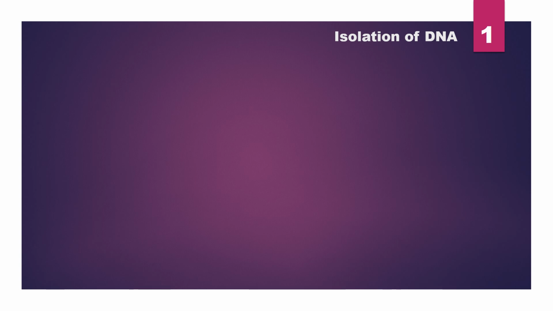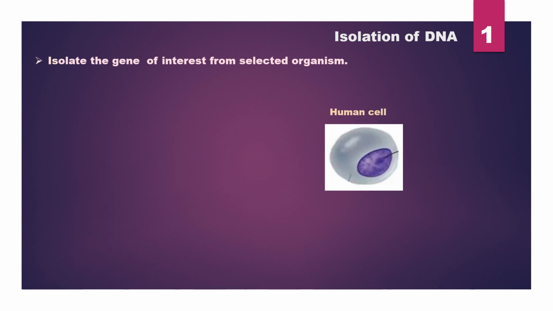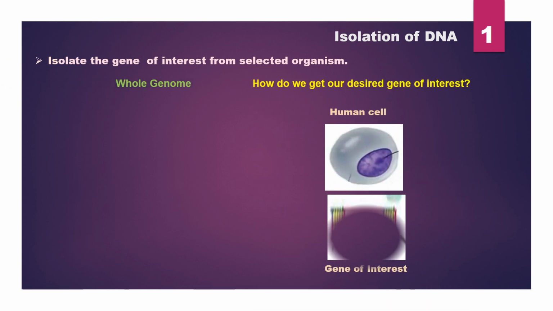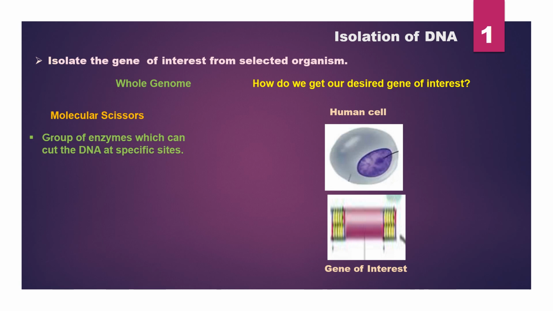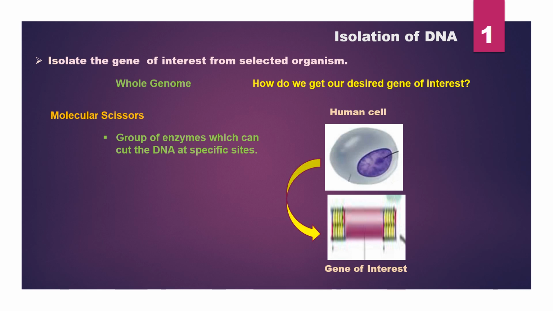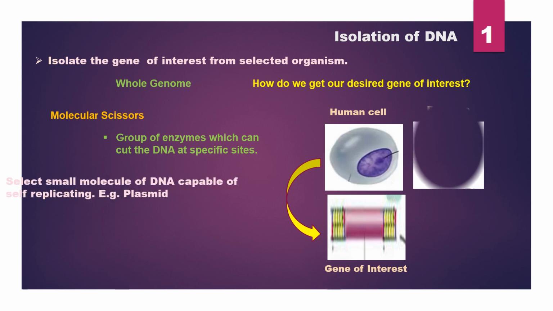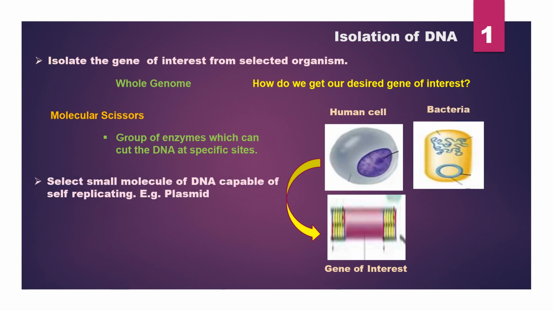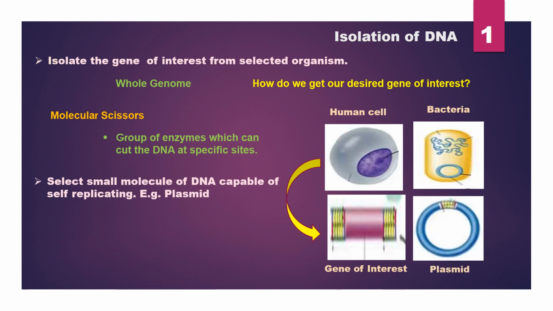When we isolate the DNA from a cell, we get the whole genome of the cell. Now, how do we get our desired gene of interest? For that, a special molecular tool called molecular scissors is needed. Now, what are molecular scissors? They are a group of enzymes which can cut the DNA at specific sites, and thus the gene of our interest can be isolated. We also need to select a carrier molecule which can self-replicate, and such DNA molecules are called vectors. An example of a vector is a plasmid that is present in a bacterium.